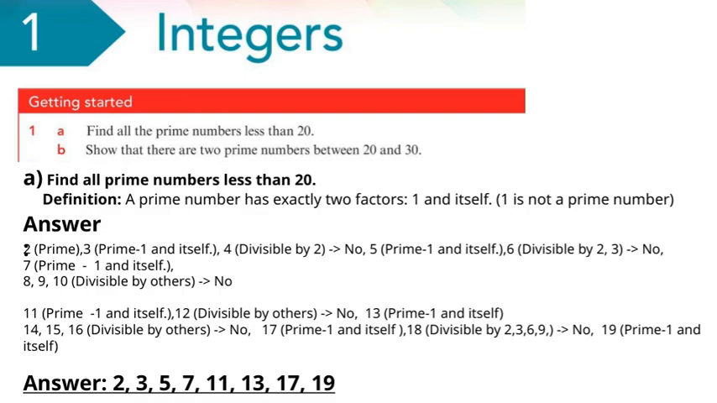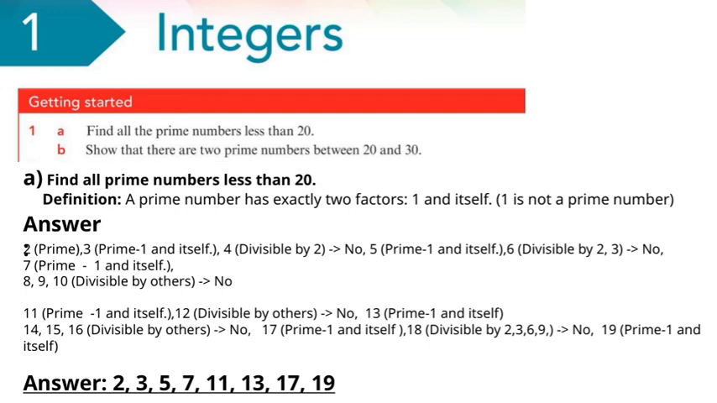Now 6 is divisible by 2 and 3, so it's not prime. 7 is prime again with only 1 and 7 as factors. Numbers like 8, 9, and 10 are divisible by other numbers. 8 by 2, 9 by 3, and 10 by 2 and 5, so they are not prime.